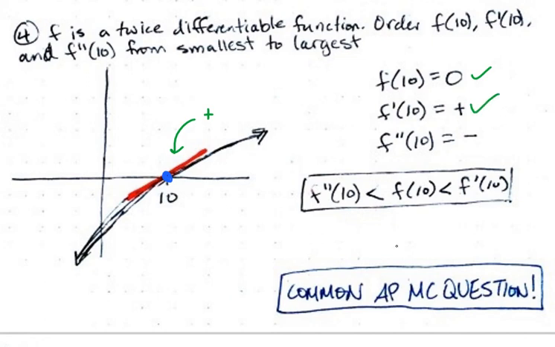And if we take a look at this graph as a whole, it seems to do something like this, and maybe it starts coming back down, but this general shape is a concave down shape. Since it's concave down, the second derivative has to be negative. So the second derivative is the smallest, followed by f of 10, since that's 0, followed by the first derivative, since that is positive. This is just using everything you know about this unit to answer this question, but it is a common AP multiple choice style question. So just practice these types of questions. I most definitely guarantee there will be a question like this on the AP exam.